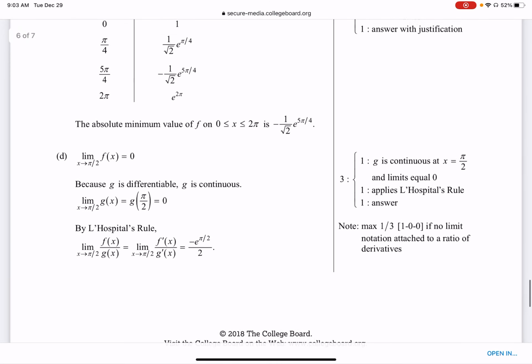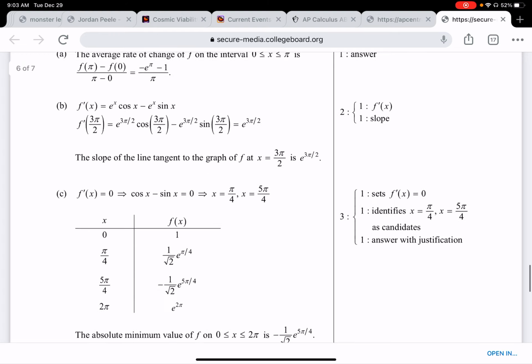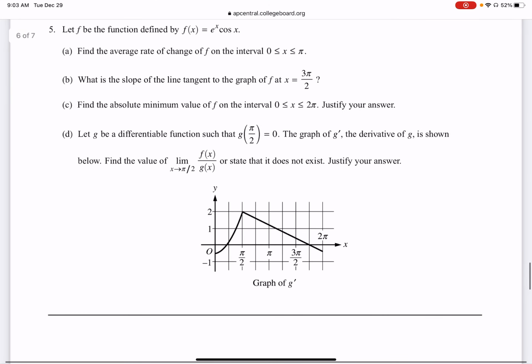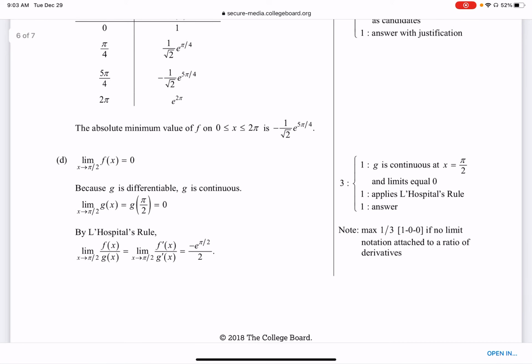Let's look at the scoring guideline for this. It's just part D that I'm concerned about. Notice that it says the limit as x approaches pi over 2 of f of x is equal to 0, which is what we needed for f of x on the top. So right there, they said the limit of the top was equal to 0. And then on the bottom, because g is differentiable, it's continuous, and then they take the limit of the bottom. If your function is continuous, remember that the value of the limit and the function value are exactly the same. That's how I know that I can do it.